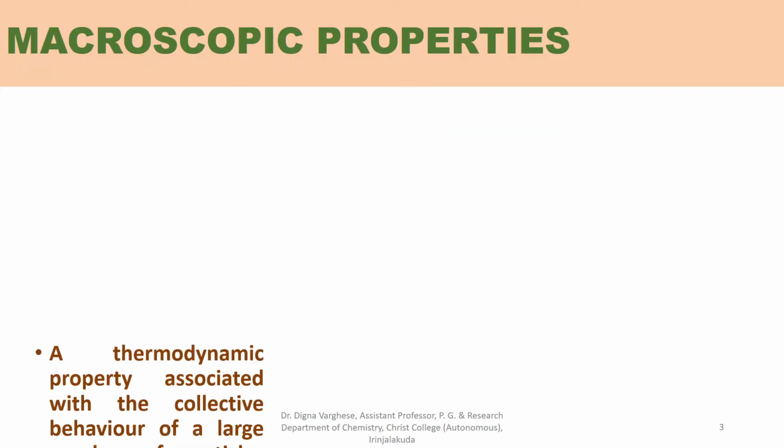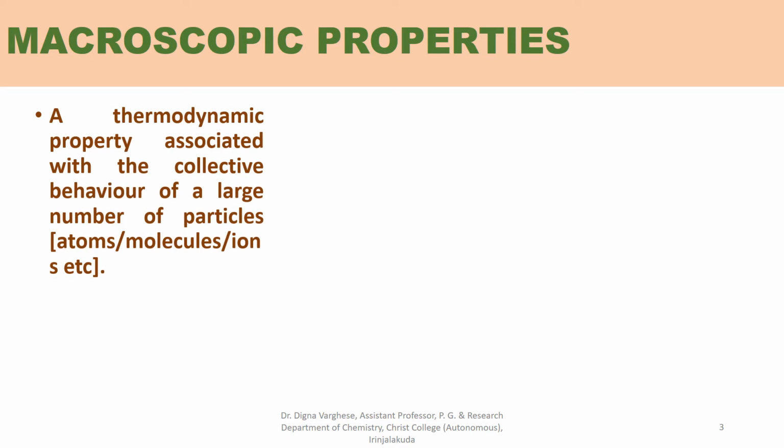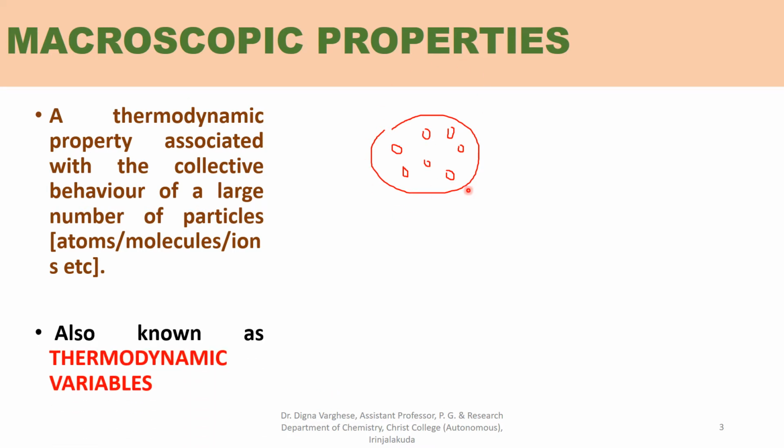Macroscopic properties. A thermodynamic property is associated with the collective behavior of a large number of particles, that is atoms or molecules or ions, etc. For example, we are considering a system in which a large number of atoms or molecules or ions are present. From a thermodynamic point of view, we are considering the entire system, that means the bulk of a system. So this is also known as thermodynamic variables.